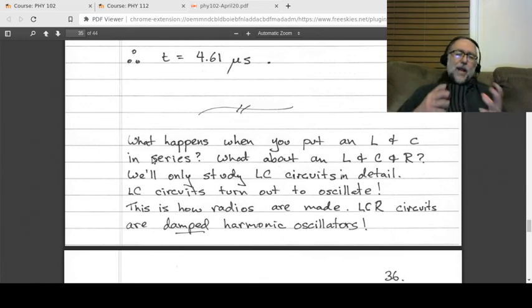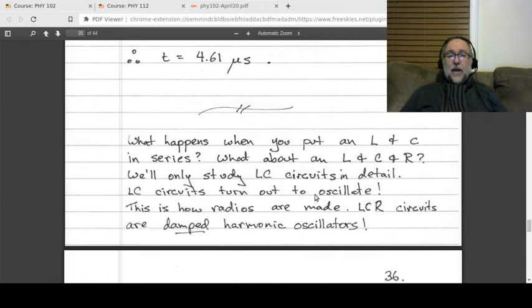But what happens if you put an L and a C together in series in a circuit? And you might even ask the question, what happens if you put L, C, and R together? Well, we're not going to study the LCR, but the LC gives you, believe it or not, an oscillator. It'll actually oscillate with a certain frequency. I won't derive that for the 112. I will for the 102, but in another video. I'm actually going to do some calculus to show you that that's true.